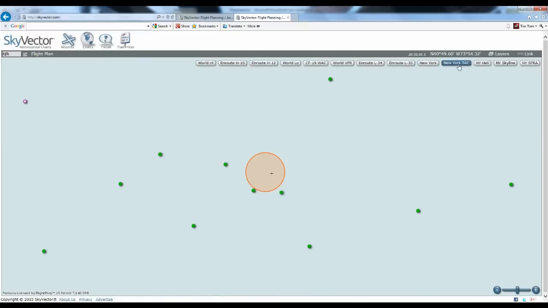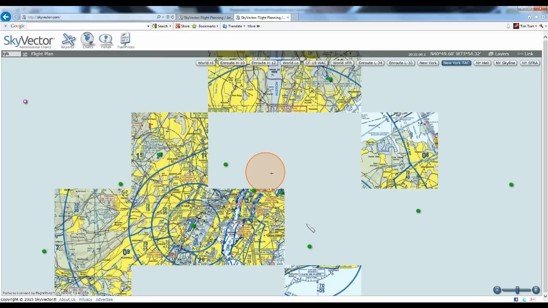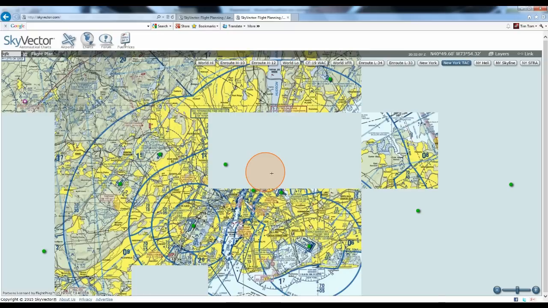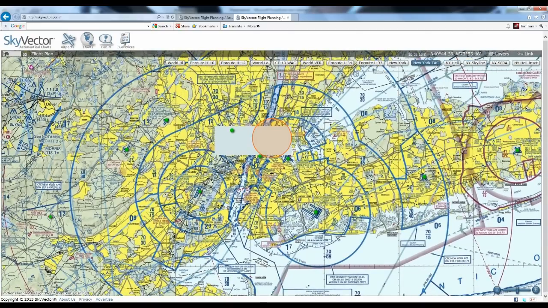Let's look at the New York terminal area chart. Again, we see the crazed Class Bravo. This is just as unreadable as the sectional chart is. The terminal area chart doesn't really help us here, except right there.